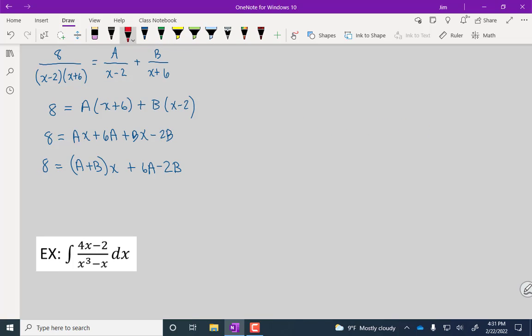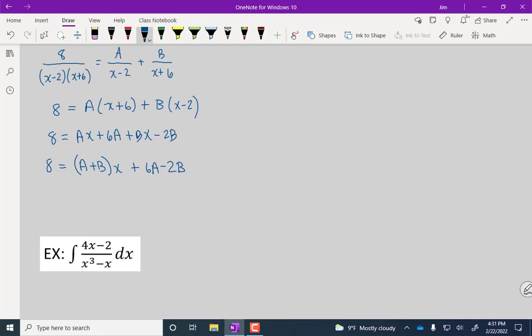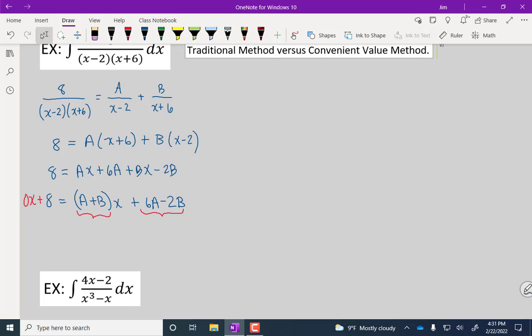All right, that's what's going on right here. On the left, we have 0x plus 8. On the right, we have a polynomial. This is the coefficient of x, and this is the constant. So the system that we're going to build says the number in front of x on the left better match the number in front of x on the right. So 0 must equal a plus b. The constant on the left better match the constant on the right.